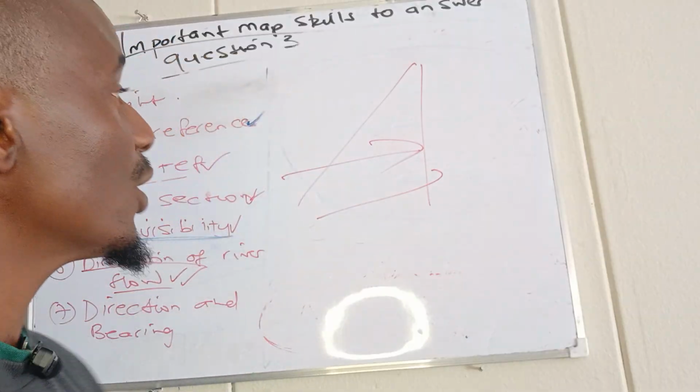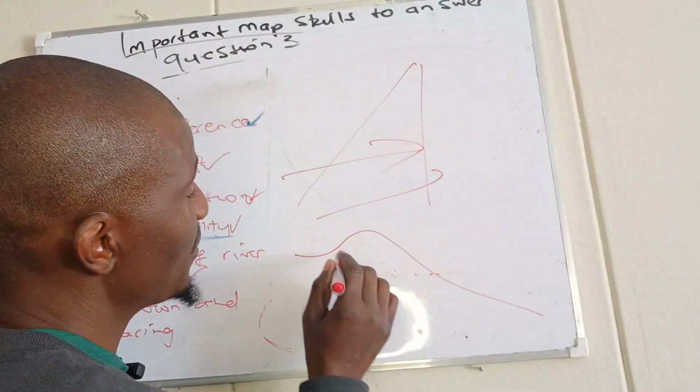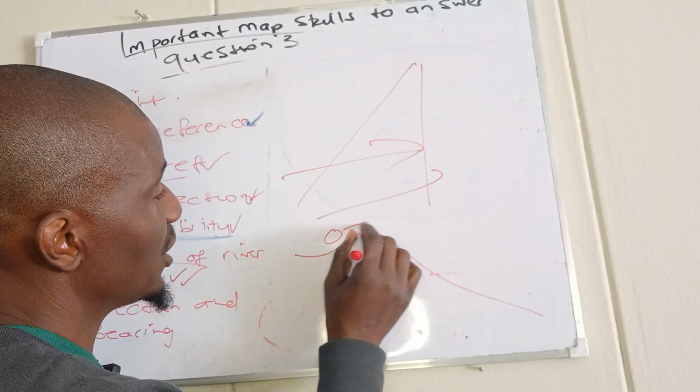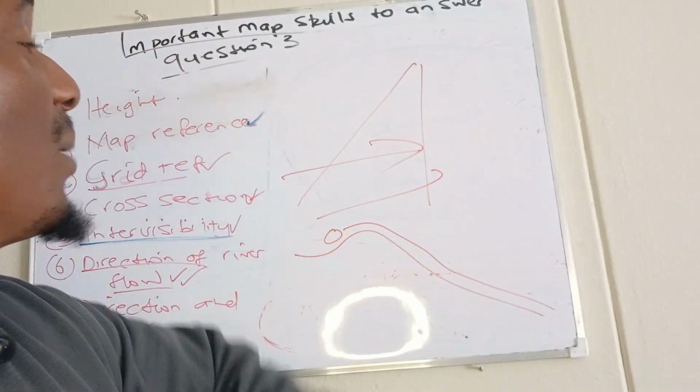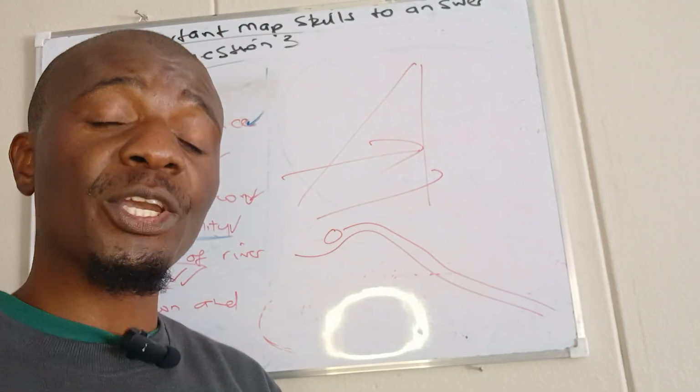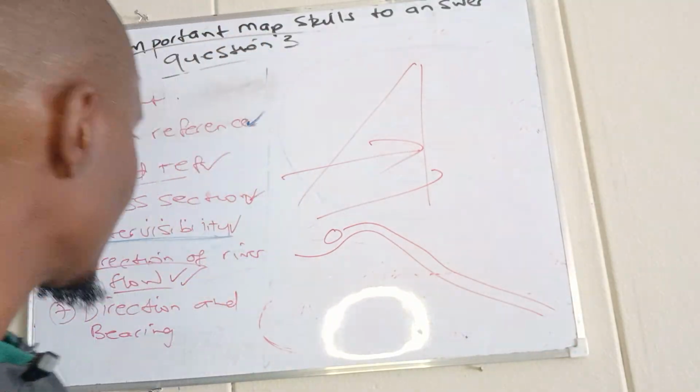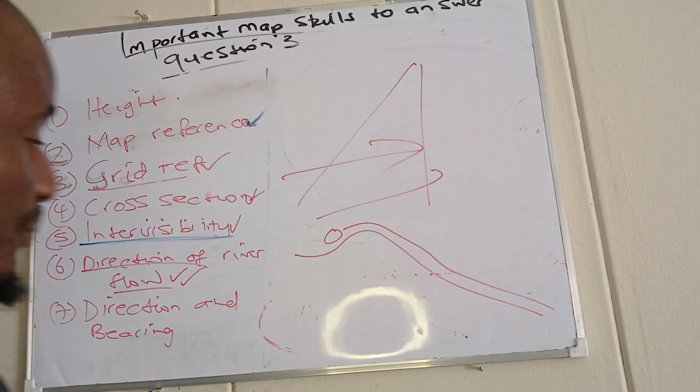In some instances, you can also check how the name of the river is written. Maybe it's Orange River. Of course, it also helps you to know the direction in which the river is flowing. But please, you have to make sure that you try all this in order to make sure that you have got the correct answer.